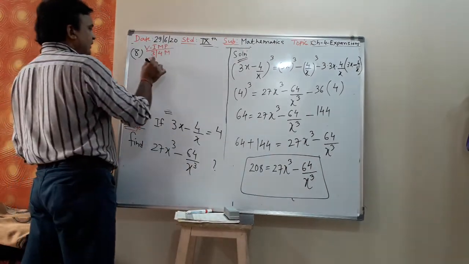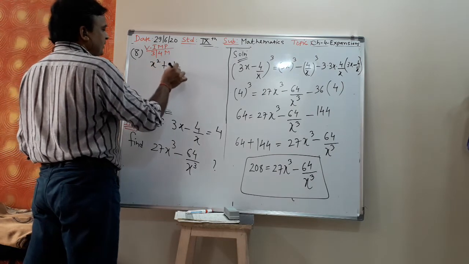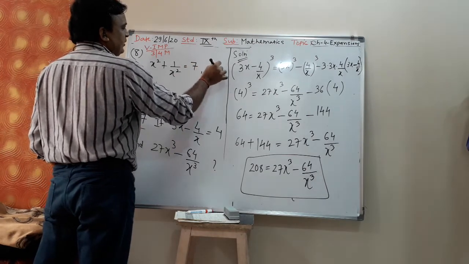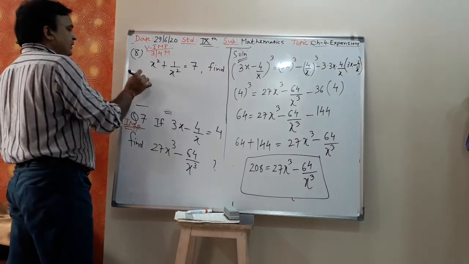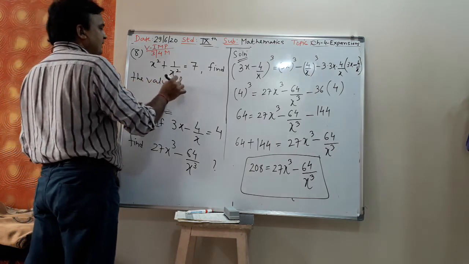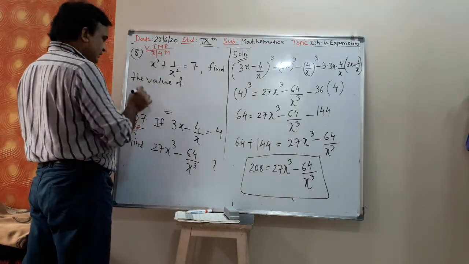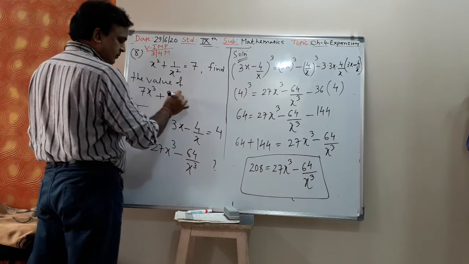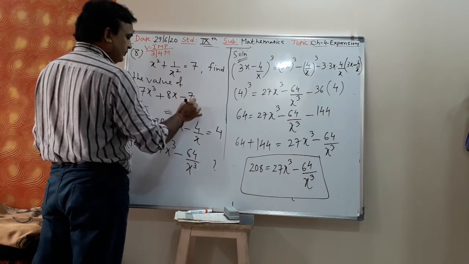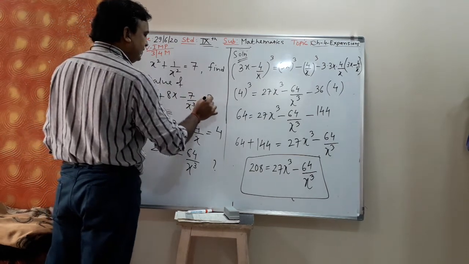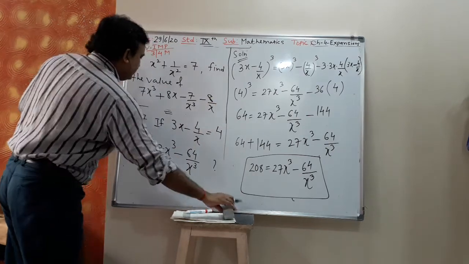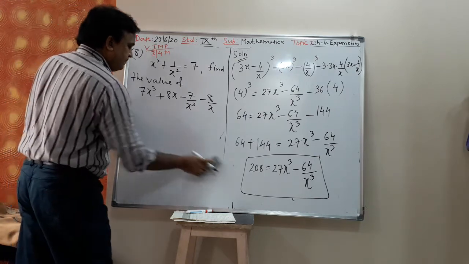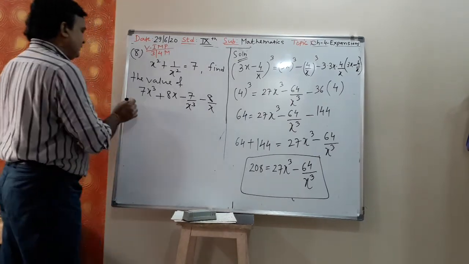Right. x square plus 1 upon x square is 7. Then find the value of 7x cube plus 8x minus 7 upon x cube minus 8 by x. Find the value of this.